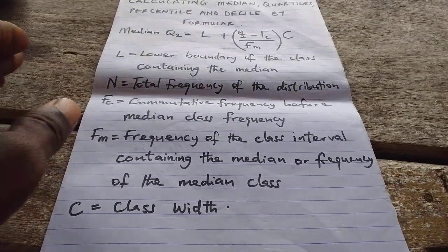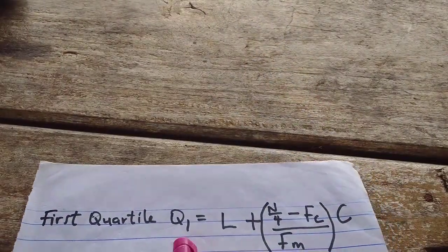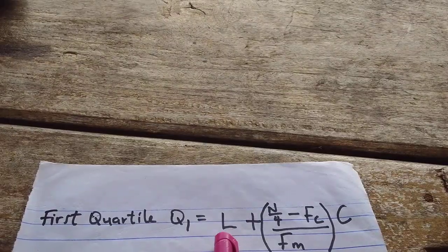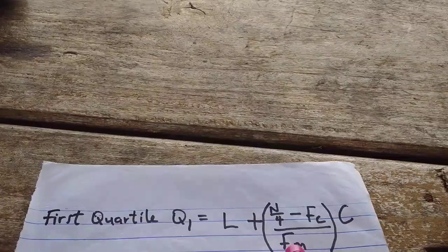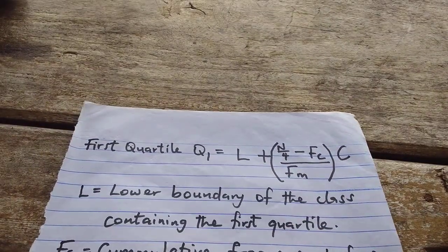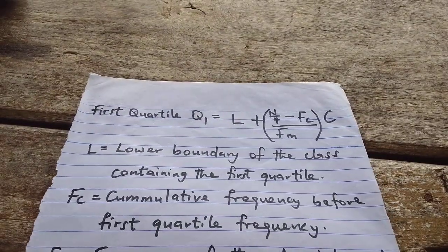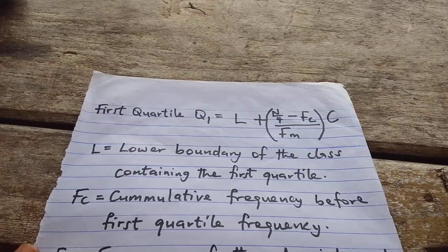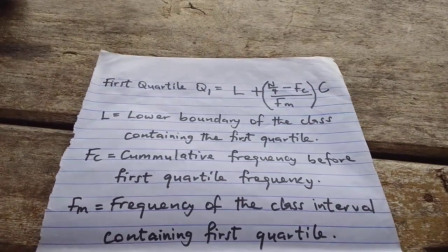Now if you are told to find the first quartile, you use Q1 to represent the first quartile, which is L plus (N over 4 minus FC) over FM, times C. Where L represents the lower boundary of the class containing the first quartile, and FC represents the cumulative frequency before the first quartile class.